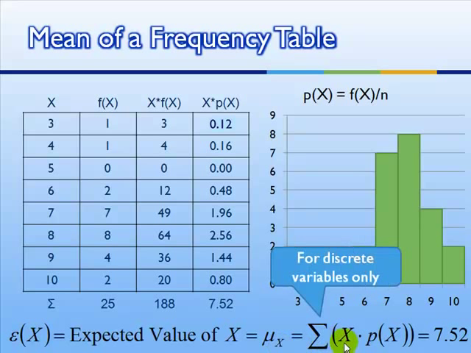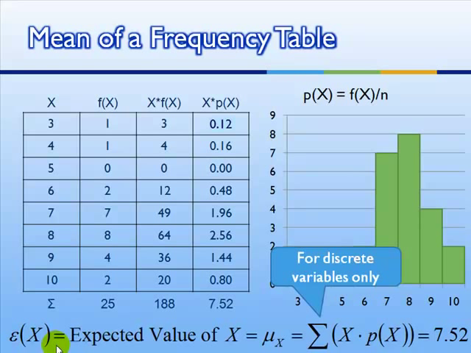For discrete variables only, the expected value of x equals this formula. But what about continuous variables? Well, this doesn't exactly work out. We actually have to think about it in a slightly different way. But before I get there, I want to mention that expected value is a much broader concept than just the mean.